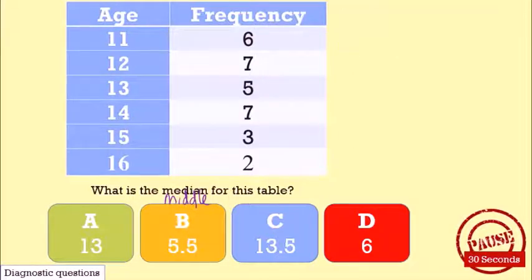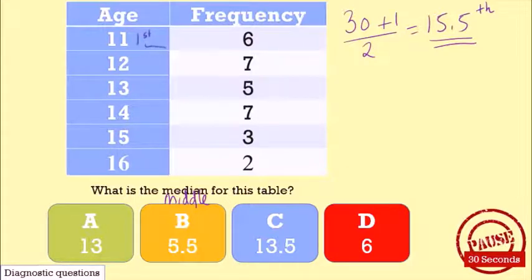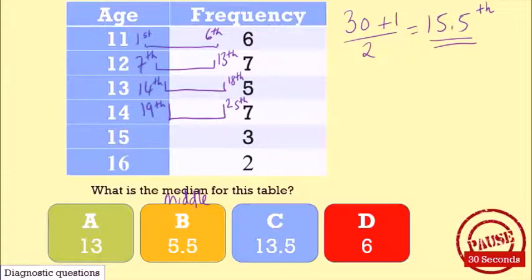So instead we work out which row the middle value or the median would be. There are 30 numbers altogether. So 30 plus 1 divided by 2 is 15.5. That means the 15.5th value would be our middle number or the median. So the first row contains all the numbers from the 1st to the 6th, and the second row contains the 7th to the 13th, and the third row from the 14th to the 18th, and the fourth from the 19th to the 25th, and the fifth row is the 26th to the 28th, and the last row is just two numbers, the 29th and the 30th.